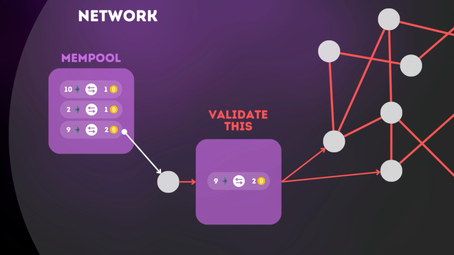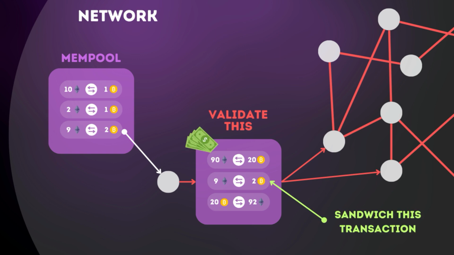For example, someone could take a transaction from a big token exchange, insert a transaction before and after it, and validate all of the 3 transactions to make a huge profit. This is where the name sandwich in the sandwich attack comes from. But how does it work?